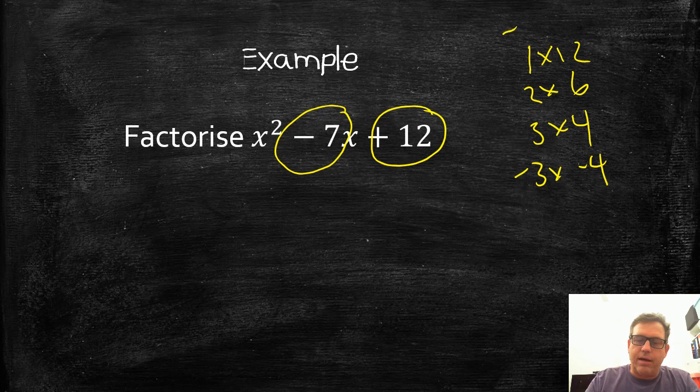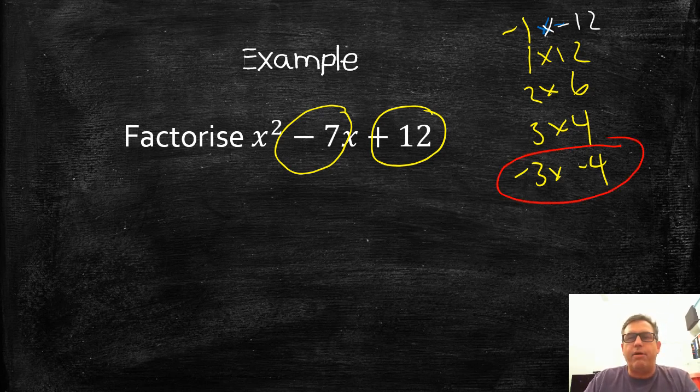I could also try minus 1 times minus 12. That gives me positive 12, but that doesn't add to minus 7. So that means this is what I'm looking for. Remember, two things multiply to a positive. They can both be positive or both be negative. The key is the sign of the second term.